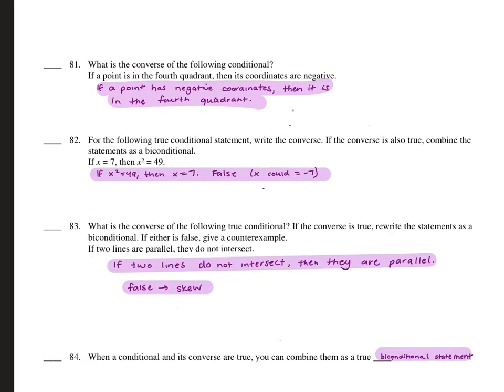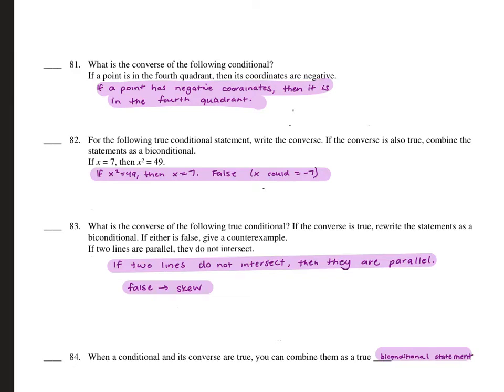81, what's the converse? Remember the converse, we switch the order. So if a point's in the 4th quadrant, then its coordinates are negative, you switch those. If a point has negative coordinates, then it's in the 4th quadrant. 82, write the converse, so switch the order. If x squared equals 49, then x is 7. That's false because x could also be -7.